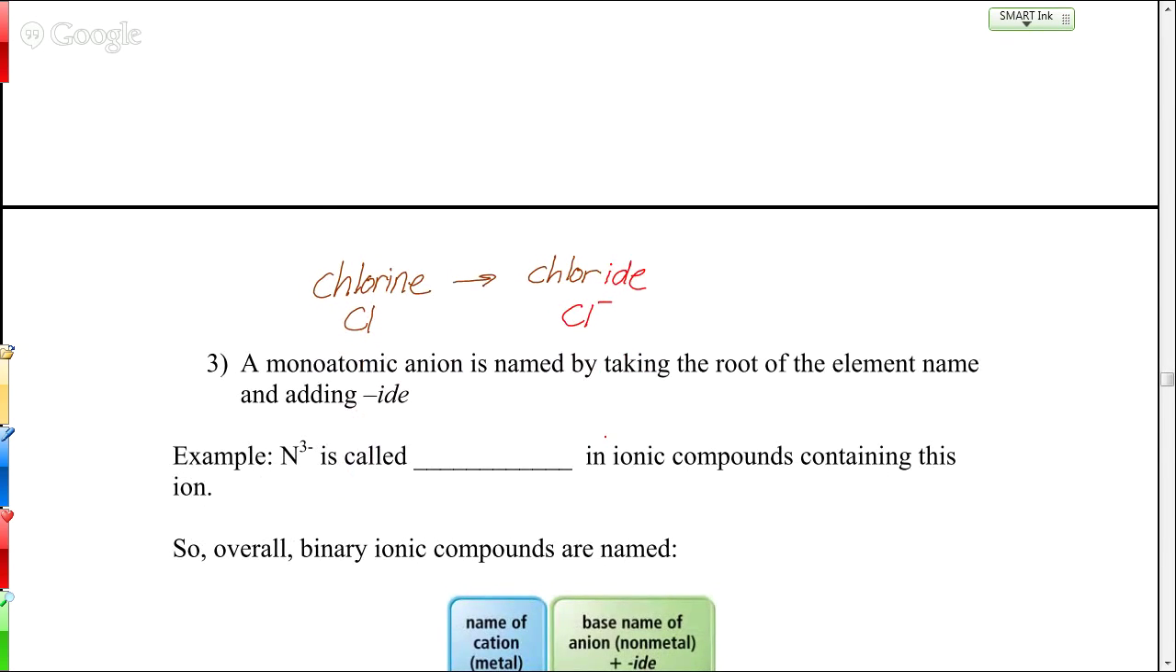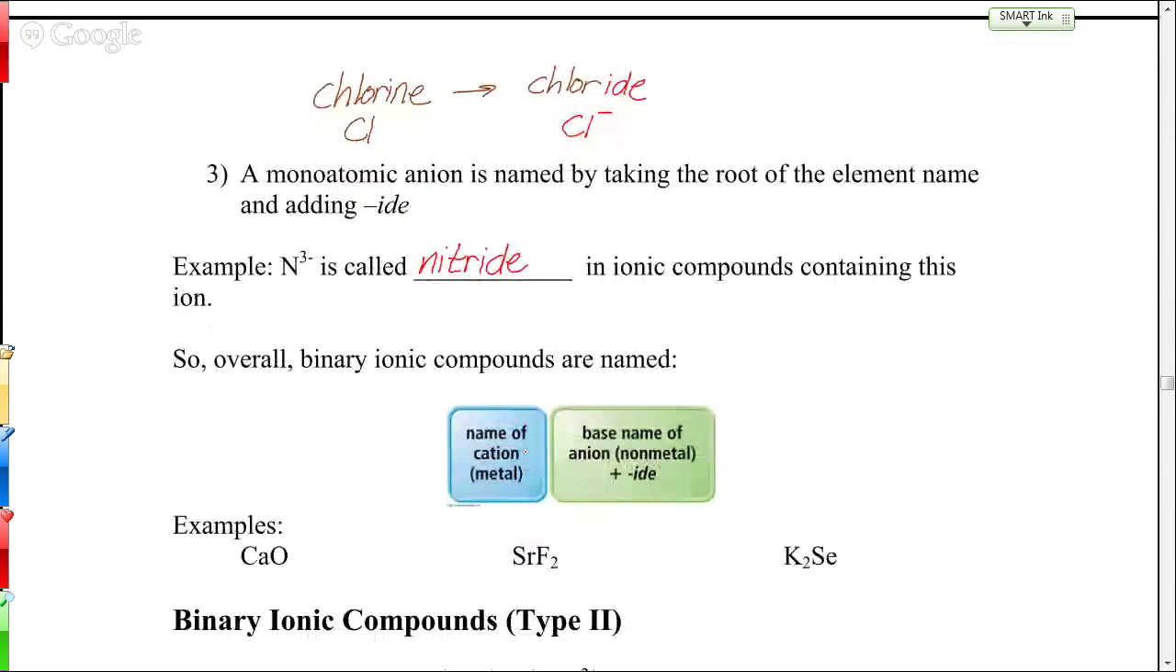Nitride, right? You've got nitrogen, so you cut out the "ogen" and you make "ide." So N3 minus becomes nitride. And then the book gives us these little colored boxes to help us remember the different types of things. Once you put something in this category, it's always going to be named by just saying the name of the cation and then the name of the anion with ide.